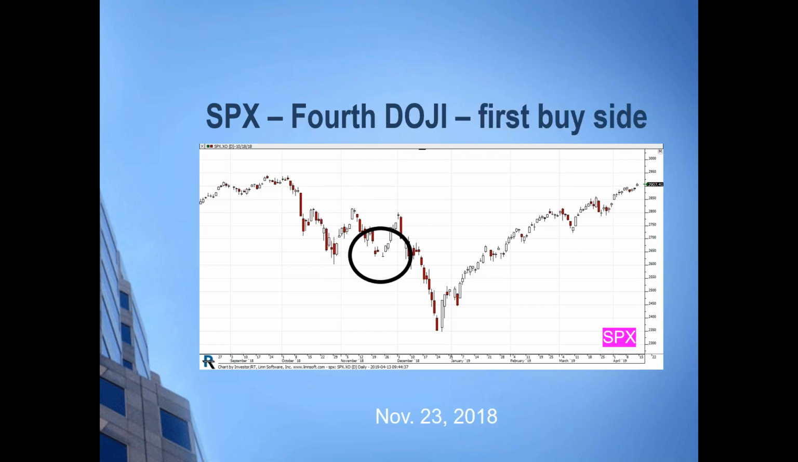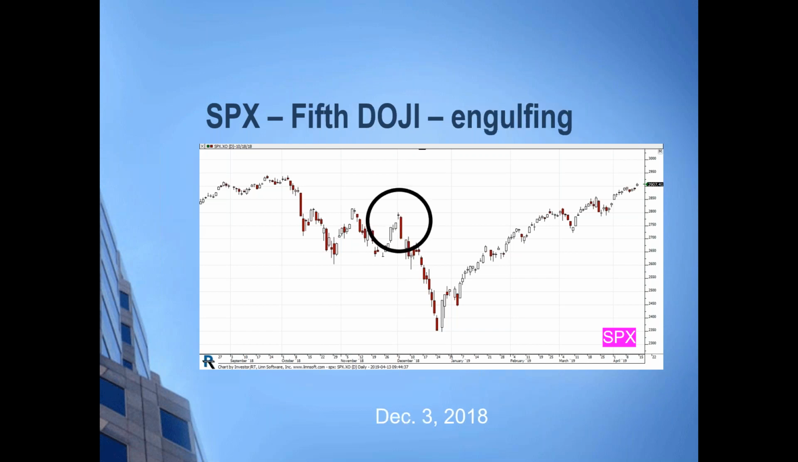And there was even a buy side signal from the dojis on November 23rd. So we had 3 short side dojis, and the first buy side doji pattern showed up on November 23rd.